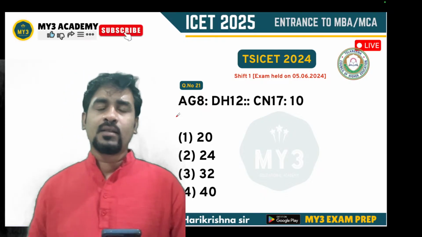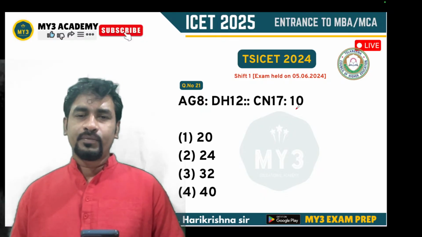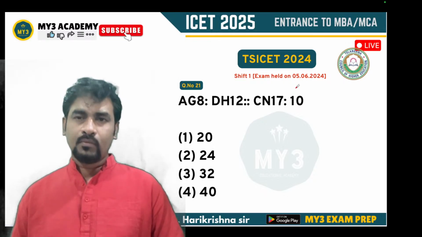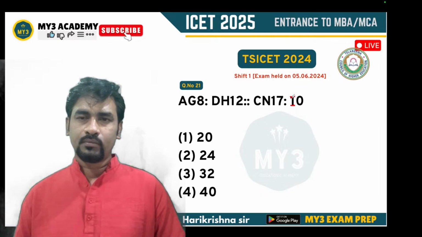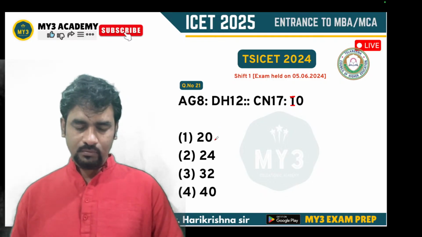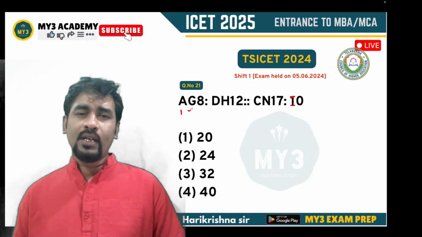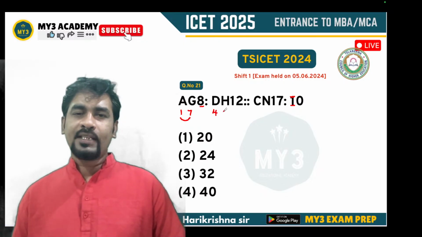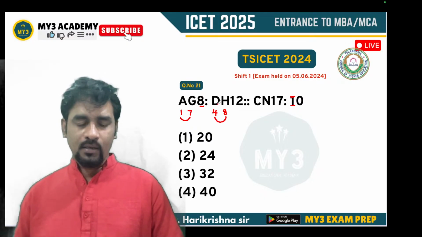What is the answer for this? AG8, DH12, CN17. So this should be IO. So what is happening here? A is 1, G is 7. 1 plus 7 is 8. D is 4, H is 8. 8 plus 4 is going to be 12.